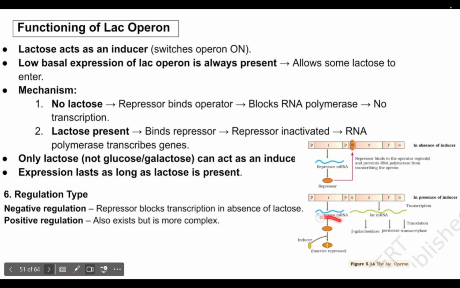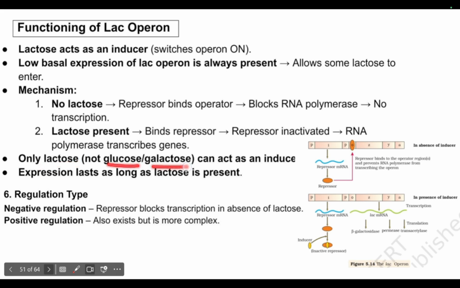As you can see here, the lactose, that is the inducer, is present. So it is binding to the repressor, and as it binds, the repressor is inactivated. So now you can see the repressor is no longer binding to the operator. And if the repressor does not bind, then the RNA polymerase transcribes the genes and the polypeptides beta galactosidase, permease and transacetylase are formed.